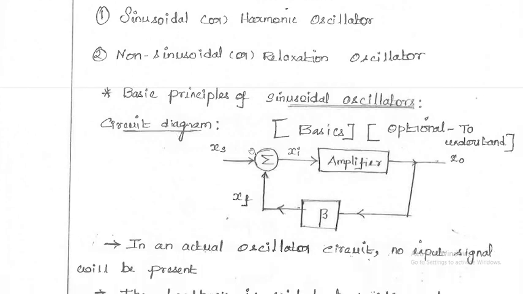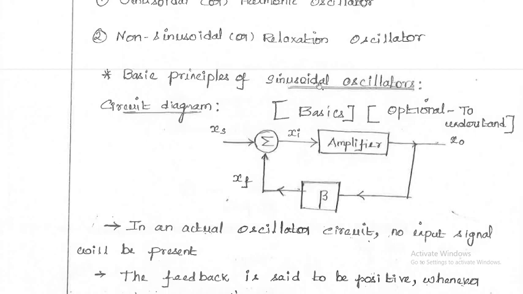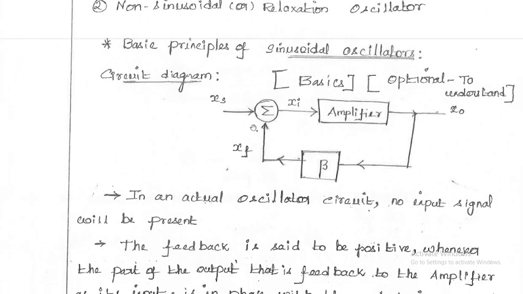Now we can discuss the basic principles of sinusoidal oscillators. Before going to the topic, we should recall the first unit. In the first unit we already studied what is meant by gain, gain with feedback, and gain without feedback. Now you can see the diagram. This diagram shows three components. The first component is the mixer network, the summation symbol. The second is the amplifier network, and the third is beta. Beta is nothing but the feedback network.